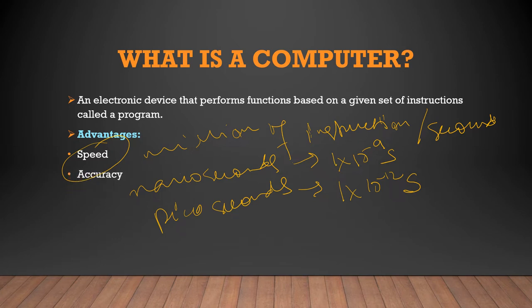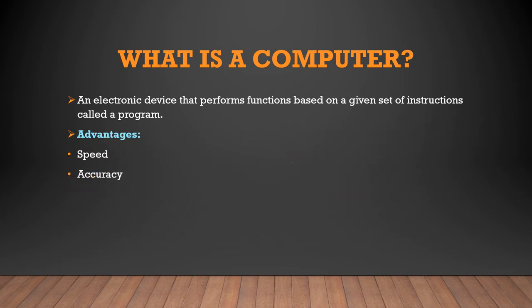Next is the computer accuracy. Computers work at a very high speed without losing accuracy. They always give accurate results. If we give the correct data and the correct set of instructions as input, then it will always give the accurate output.